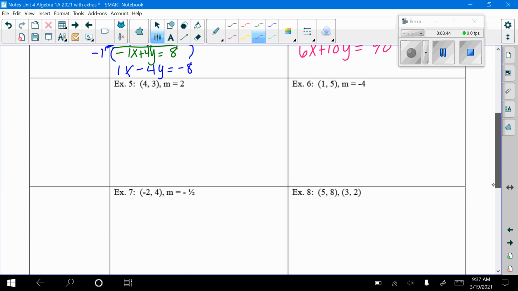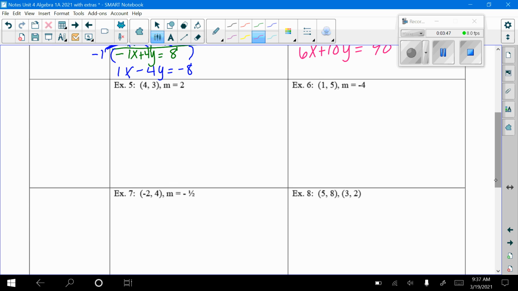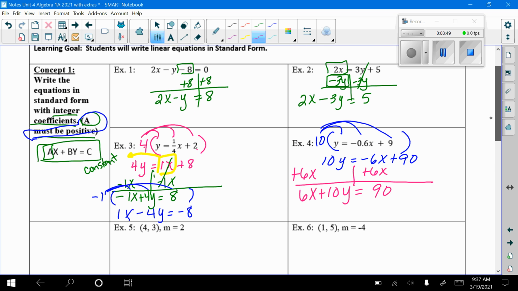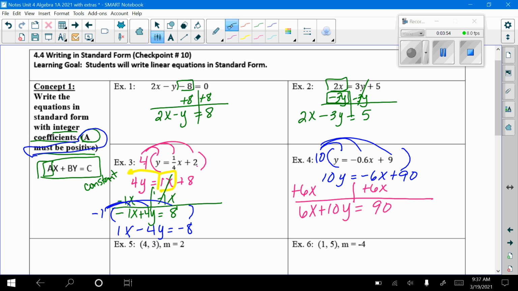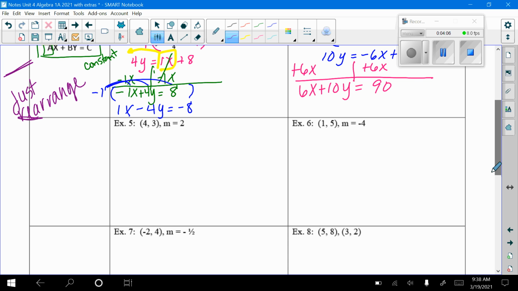All right, now we're going to bump it up a notch, because you know how I like to bump things up a notch. So the first set was just rearranging. So let's put a little note here. This first part was just rearrange. The next part, though, I'm giving you a point and slope, so we're going to have to put it into point-slope form and rearrange.